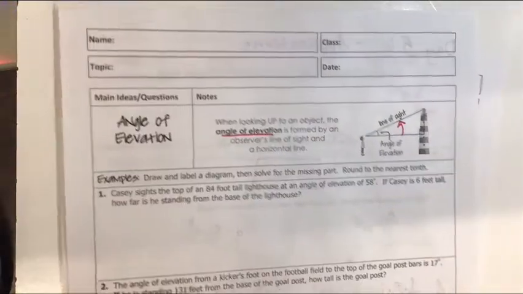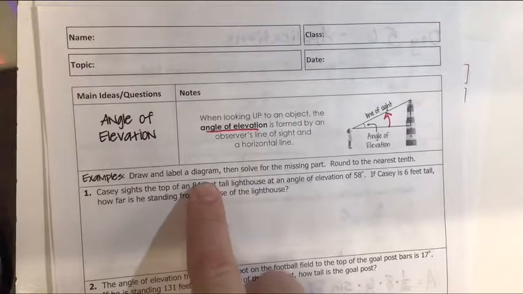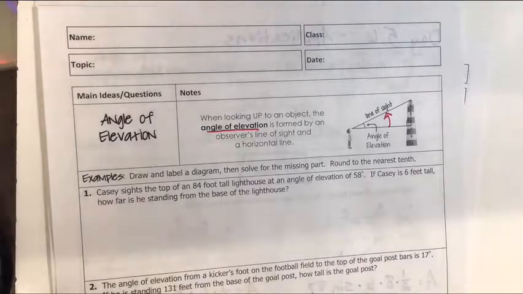So let's take a look at example 1 under the angle of elevation. First thing we're going to do is draw and label a diagram, and then we're going to solve for the missing piece of that picture in the real world example. So here's our first example. Casey sights the top of an 84-foot tall lighthouse at an angle of elevation of 58 degrees. If Casey is 6 feet tall, how far is he standing from the base of the lighthouse?